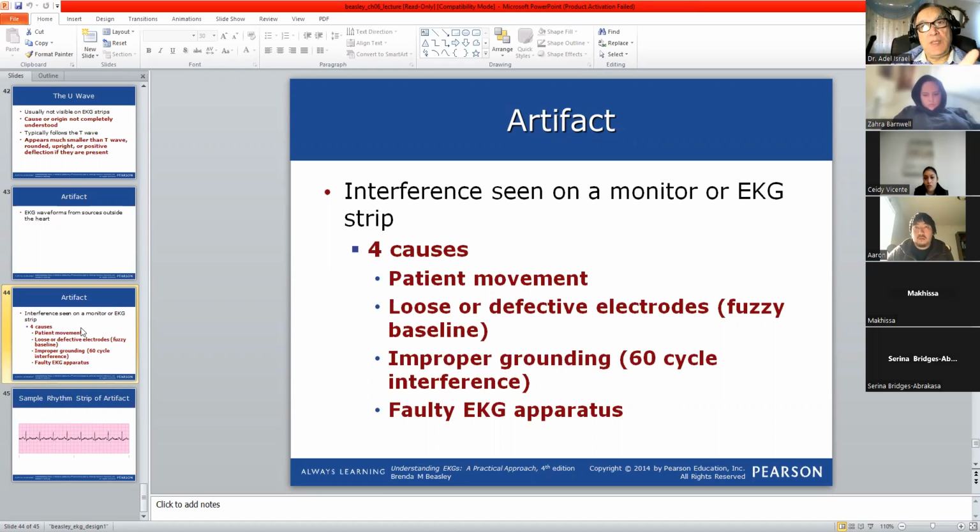And we mentioned also that we can get artifact, like we practiced. Artifact can come from loose electrodes, as a result of the patient feeling cold, a metal attached to the body, or the patient talking or moving. All of this, like we had this experience during our lab, that we got some artifact, and when we corrected the situation, we got a clean tracing.